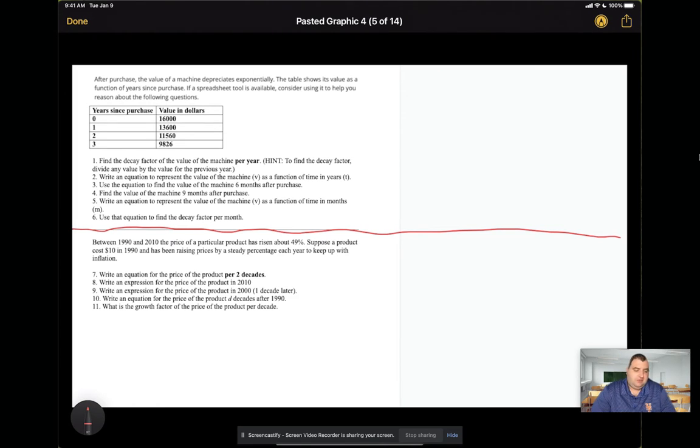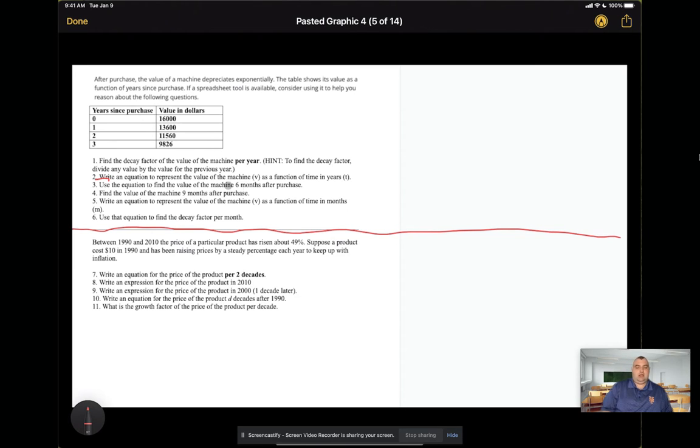After purchase, the value of a machine depreciates exponentially. Once again, depreciates means it decreases. The table shows its value as a function of years since purchase. If a spreadsheet tool is available, consider using it to help you reason about the following questions. So what this table is telling me is that its initial value is 16 grand, and that 1 year later it has a value of this. 2 years later it has this value, so on and so forth.